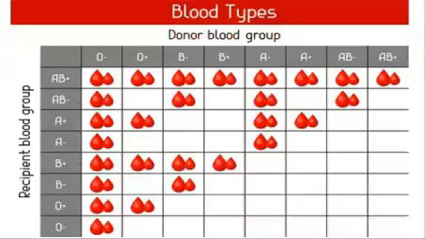This chart is showing pretty much the same information as the previous chart, but on this chart you can see a little bit better which blood group is the universal donor and which blood group is the universal recipient. The universal donor is an O negative person because they can give their blood to anybody. The universal recipient is an AB positive person because they can receive blood from anybody.